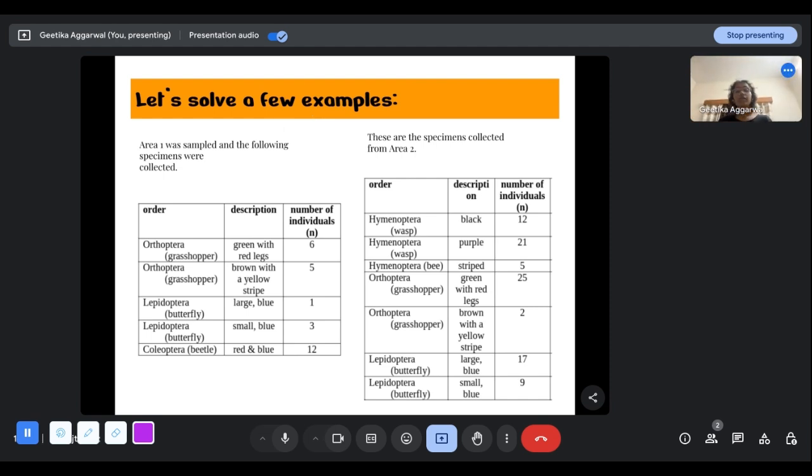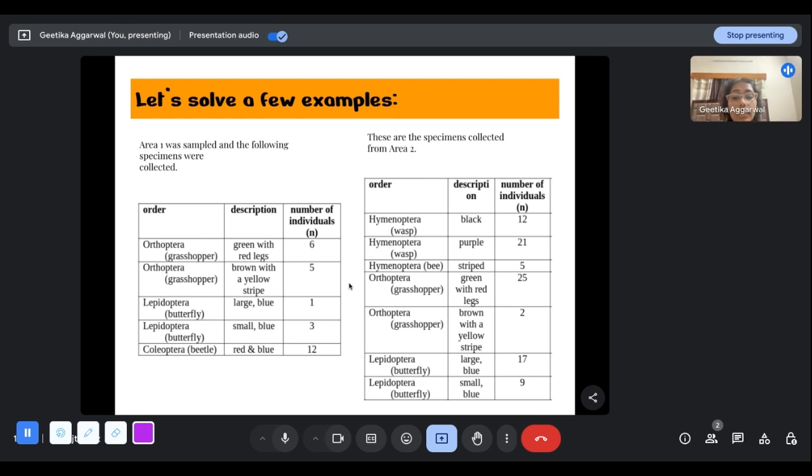So, first example: in area one, it was sampled and the following specimens were collected. You have grasshopper, butterfly, butterfly, and beetle. These were the specimens that were collected. To describe, there was a grasshopper which was green with red legs, one which was brown with yellow stripes, one was a large blue butterfly, one was a small blue butterfly, and one was a red and blue beetle. So the number of individuals, small n, is 6, 5, 1, 3, and 12.